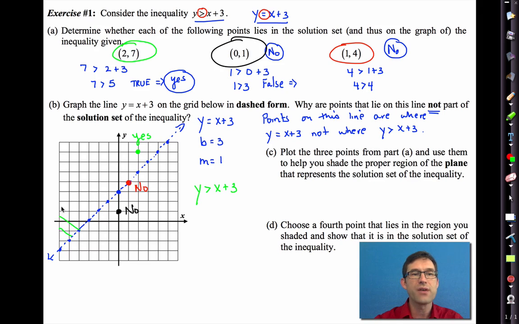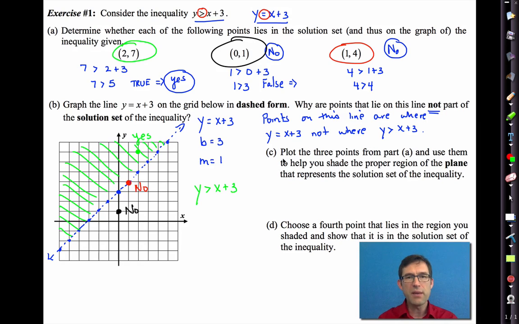So every single point on this side of the line solves that inequality. All right, we're going to test that in just a second, letter D. But every point that is above that line, y is greater than x plus 3, solves it. Every point below it doesn't. And all the points on the line also don't, and that's why the line is dashed.